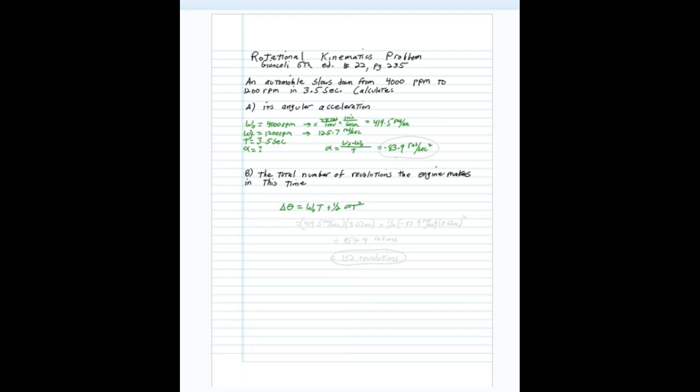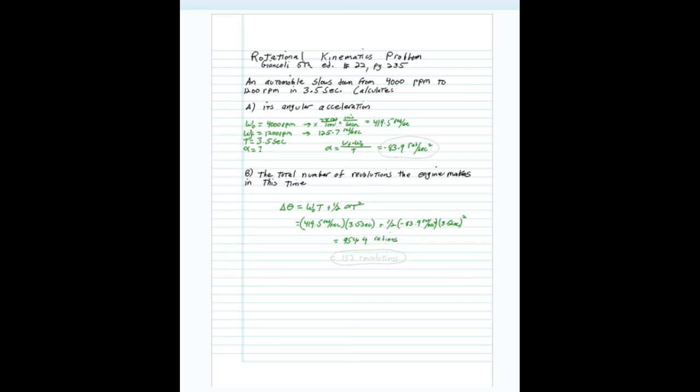So I'm going to put in the original angular velocity in radians per second, which was 419.5 radians per second. Time is 3.5 seconds plus a half. The angular acceleration was negative 83.9 radians per second squared, and the time is 3.5 seconds squared. So I'm going to need to calculate that all out. If I plug it in the calculator, I'm getting 954.4, and the units are going to be radians.